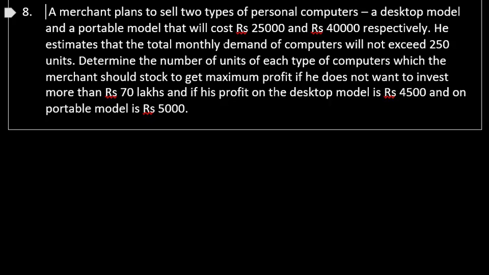So again we have to maximize. Now here the things given are the desktop model and portable model costs. So first the cost is given and the maximum amount which I have is ₹70 lakh. So the total cost should be less than or equal to 70 lakh. He estimates that the total monthly demand of computers will not exceed 250, meaning the maximum number of computers which he manufactures is 250. So the number of computers should be less than or equal to 250.